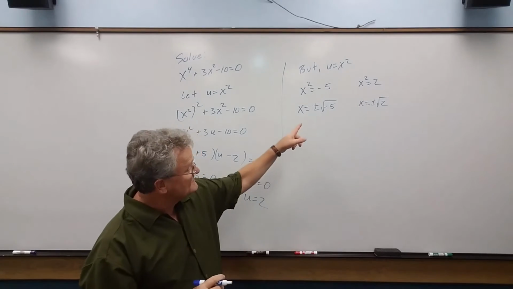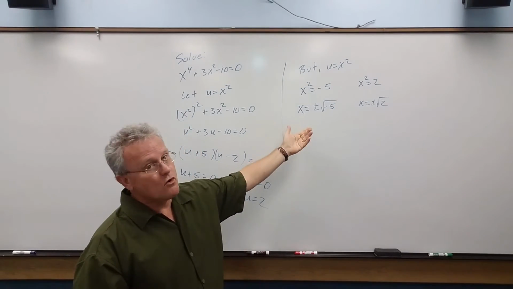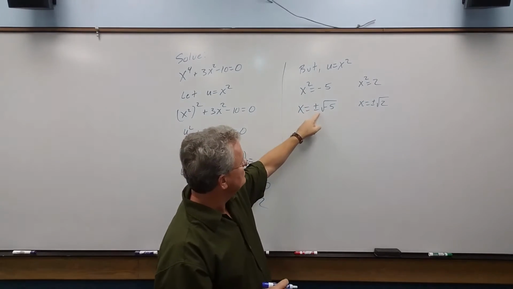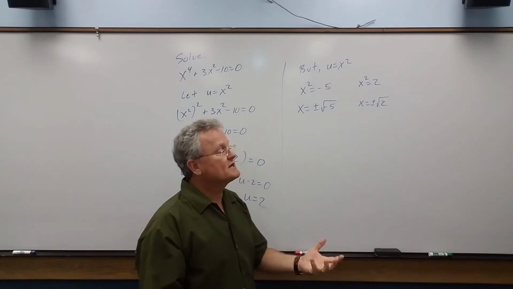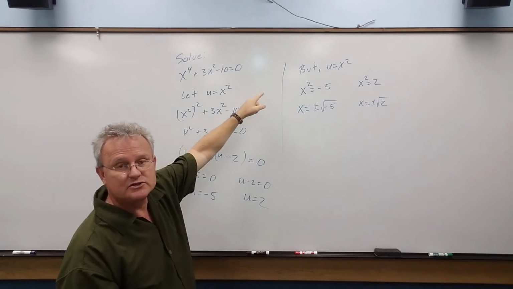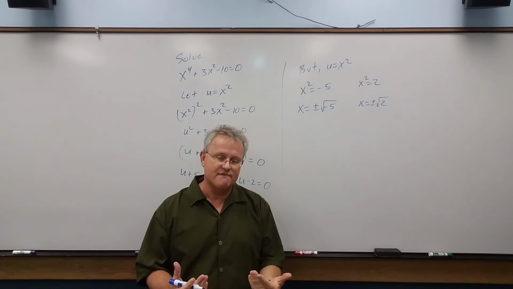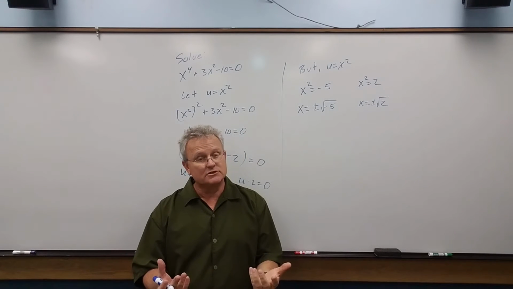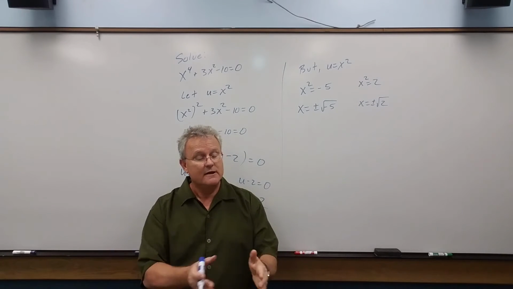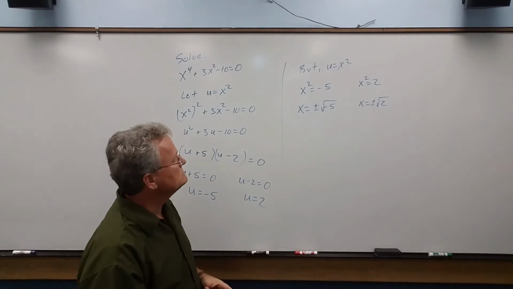Now, before I simplify here, notice there are 4 solutions, 2 here and 2 here. We would expect that because this is a 4th degree equation, and every 4th degree equation should have 4 solutions. Some of the solutions might be repeated, the same number repeated, but there are still going to be 4 solutions.